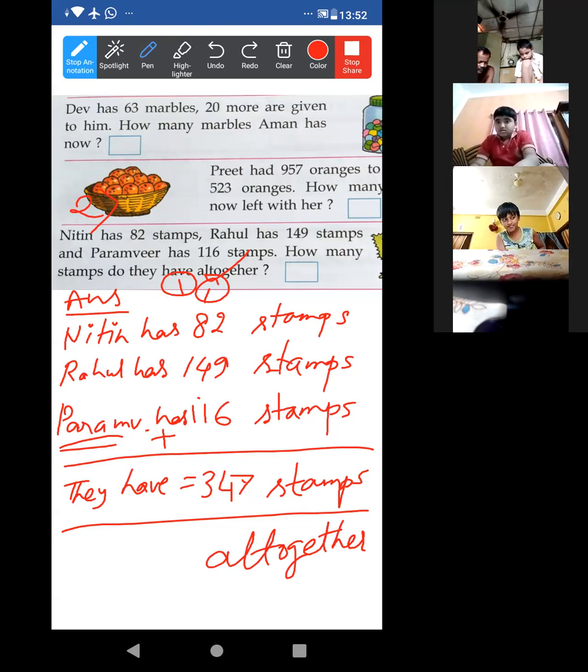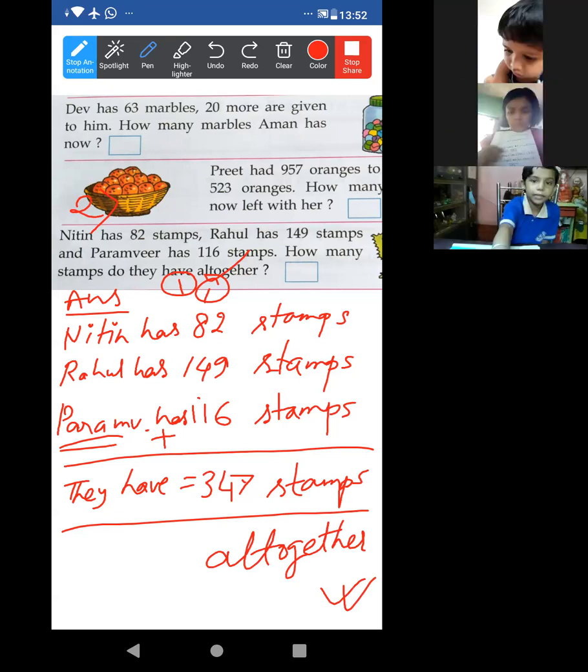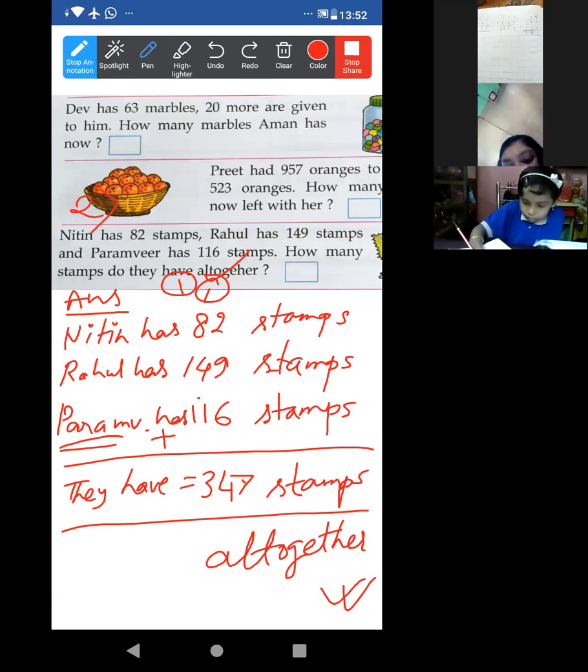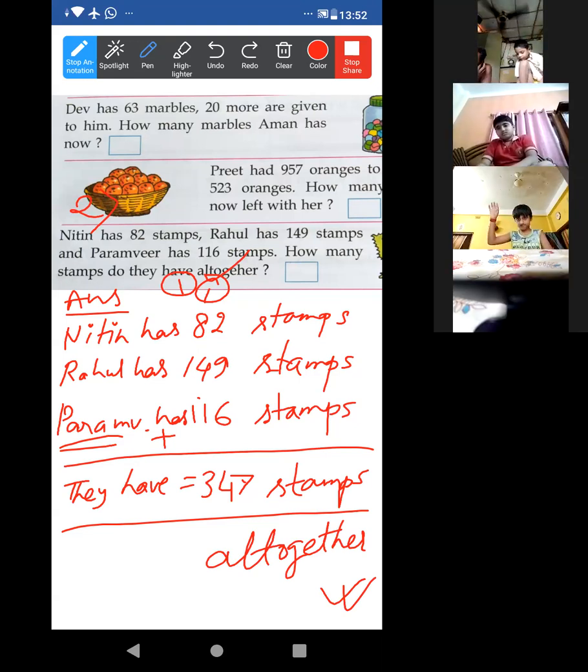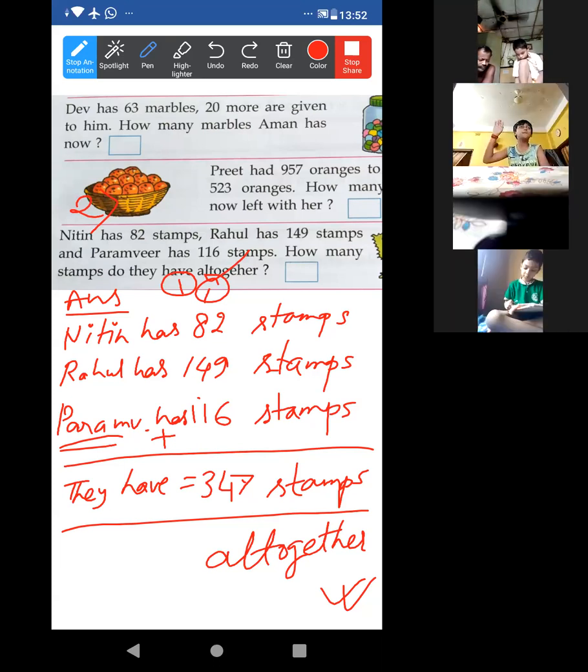Done? All of you done? Okay, look. If you get disconnected, then join again. If you get disconnected, join again, okay? Have you completed this one? I am waiting. Okay, all of you understood, so shake your head if yes. Okay, good. Those who have completed, just show me the copy. If you have completed, then show me your copy.